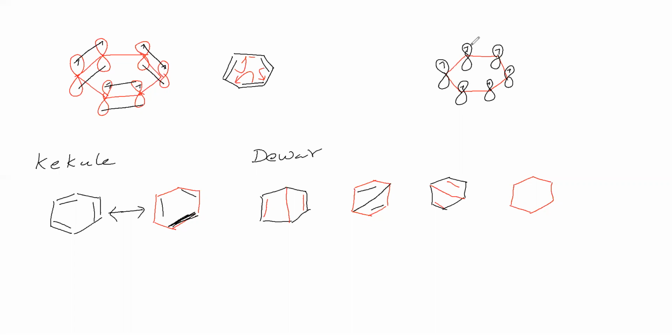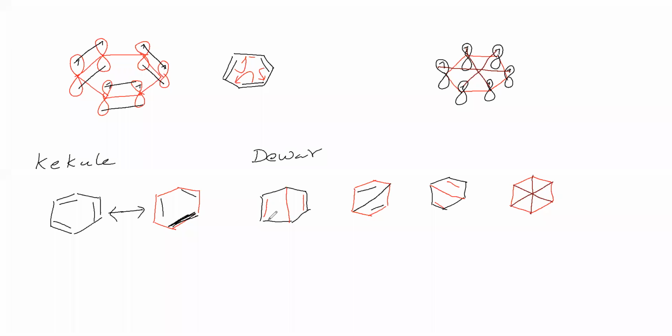Now Dewar says that this 2p orbital and this 2p orbital are making a bond. So two 2p orbitals making a bond like this. Then this 2p orbital and this 2p orbital are making a bond like this. Then this 2p orbital and this 2p orbital are making a bond like this. In this way Dewar is proposing.